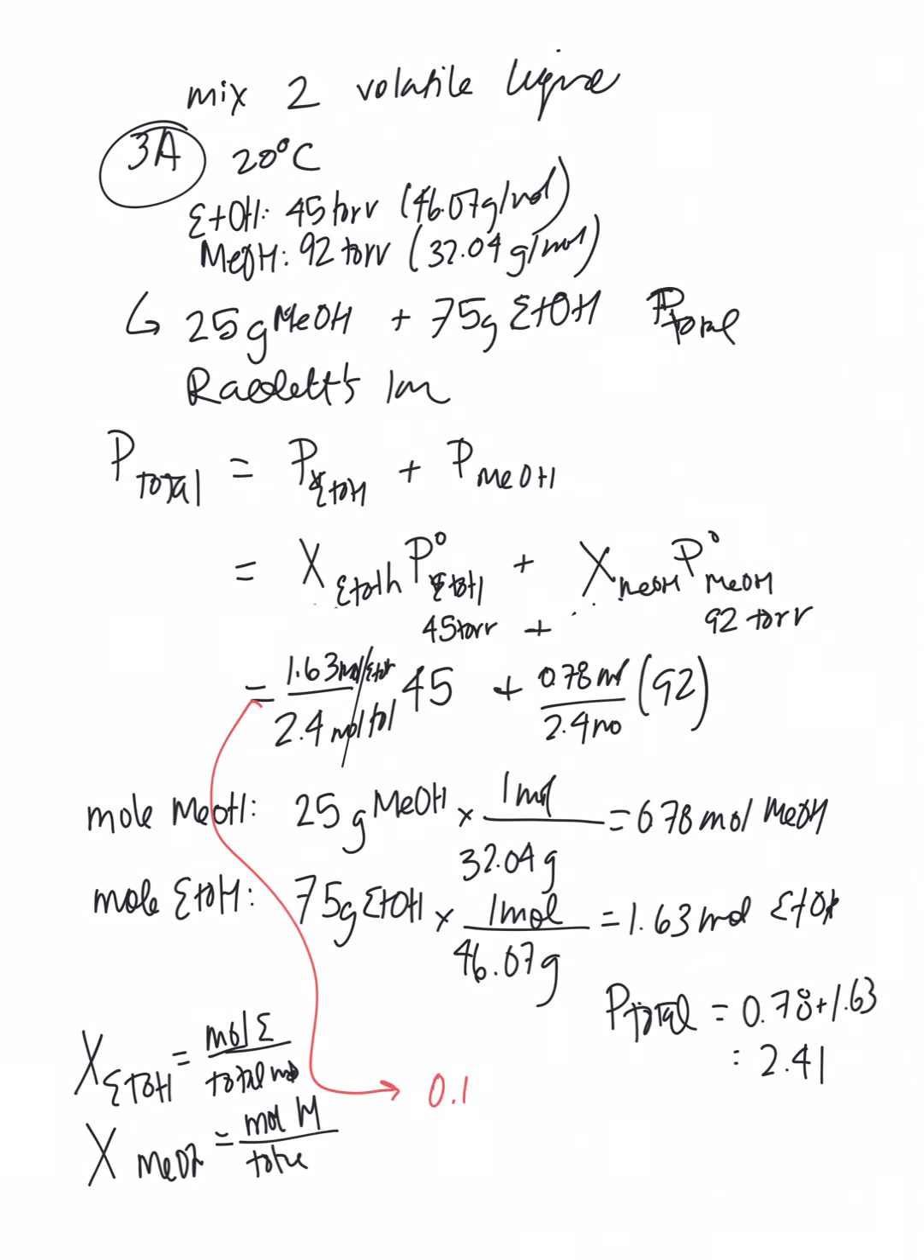So that's 0.68 times 45 plus 0.32 times 92. So that's 30.6 plus 29.4, and that gives us 60 torr. Alrighty, so that's how we got there. And again, the work is in the document, I just wanted to walk you through my logic.